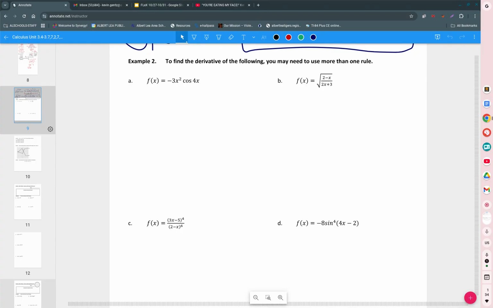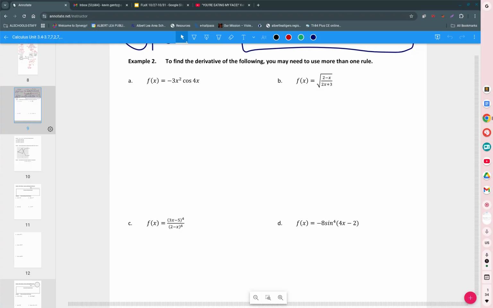We look at the first one. It says find the derivative of the following, and you may need to use more than one rule in this situation. I will not tell you on the test when you're going to have to use more than one rule, or when you have to use a chain rule, or a product rule, or the quotient rule. So as you glance at that, what rule or rules do you think you're going to have to use in this situation?